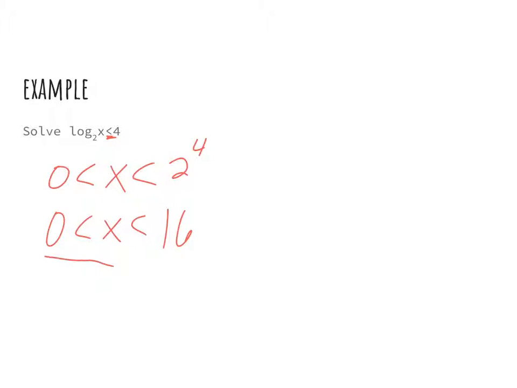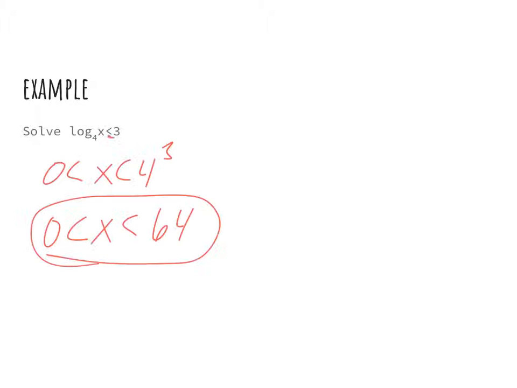Now we have the log base 2 of x is less than 4. Since we have less than, I need to have 0 is less than x, which is less than b raised to the y. So if I type in 2 to the 4th power into my calculator, I get 16. So my final answer would be 0 is less than x, which is less than 16. So again, when you've got less than, you have to remember that 0 is less than is part of your answer.